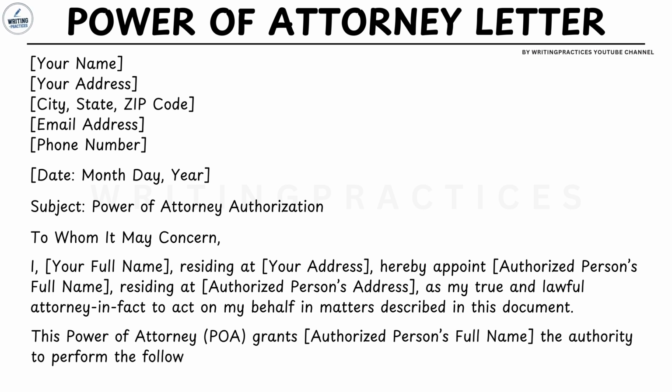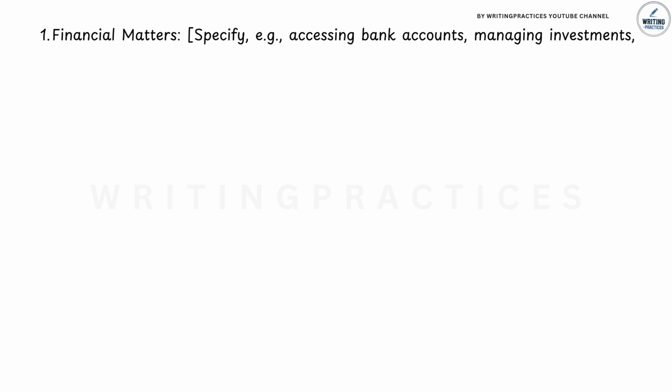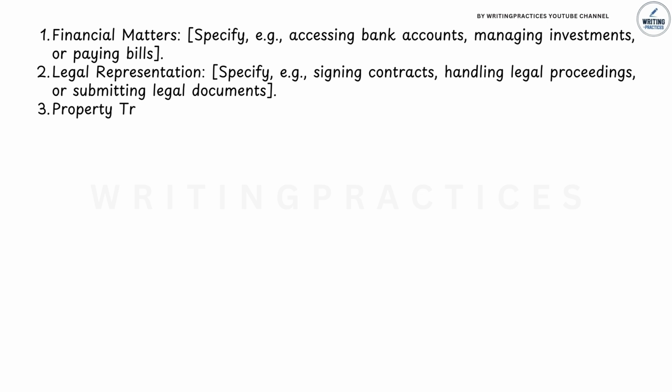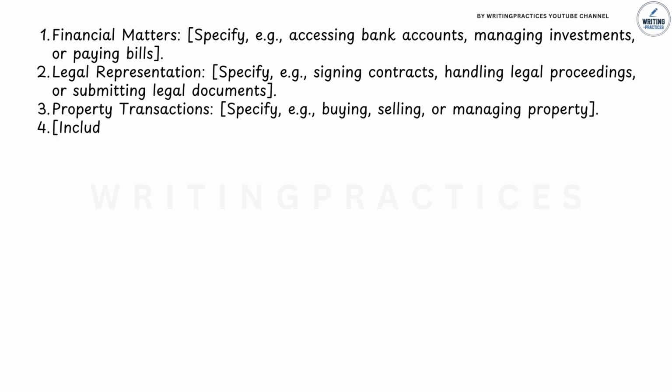Authority granted. Define the scope of powers. Detail the specific powers granted to the attorney in fact. Use categories for clarity. 1. Financial matters. Example, this power of attorney, or POA, grants authorized person's full name the authority to access bank accounts, manage investments, or pay bills on my behalf. Clearly outline the financial responsibilities. Avoid vague terms like "handle money" and instead specify actions such as accessing bank accounts.